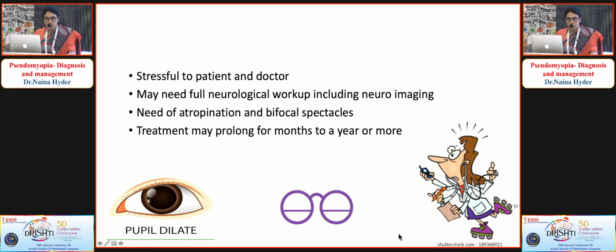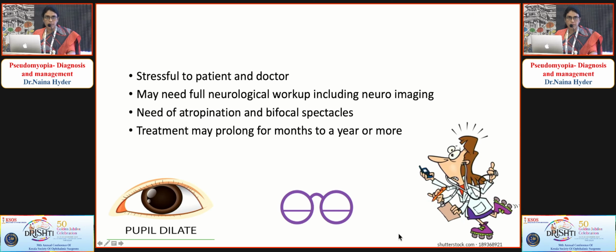To conclude, it is stressful to the patient and the doctor. The patient keeps on doctor shopping. We do get these types of patients. They are not satisfied, and the parents are anxious. Sometimes you do order a full neurological workup in these patients with neuroimaging, because we are not sure whether we are dealing with functional or organic.